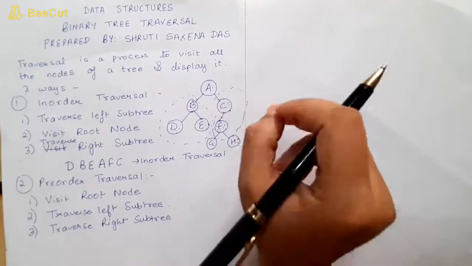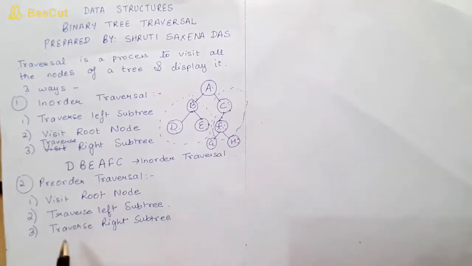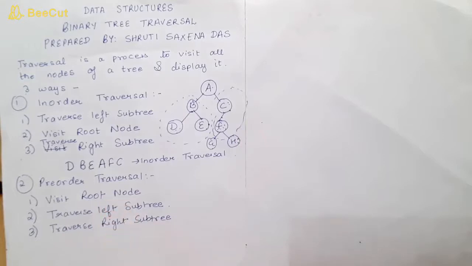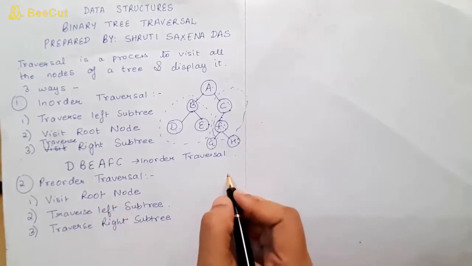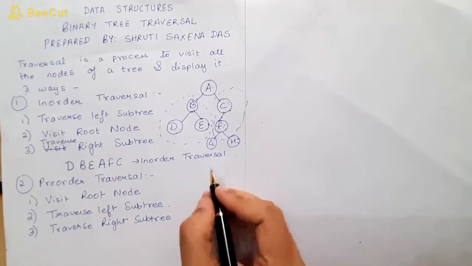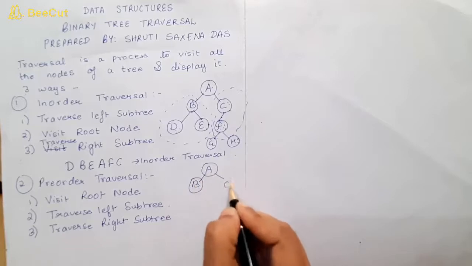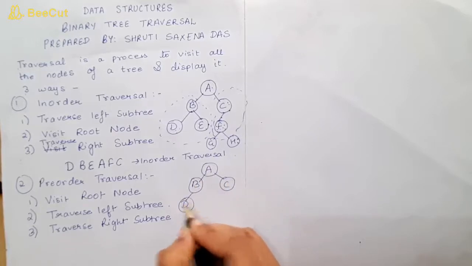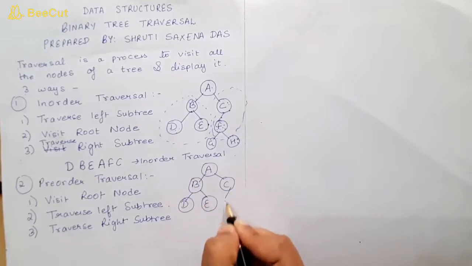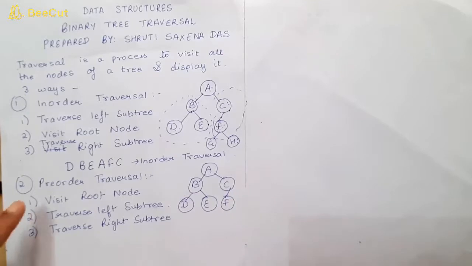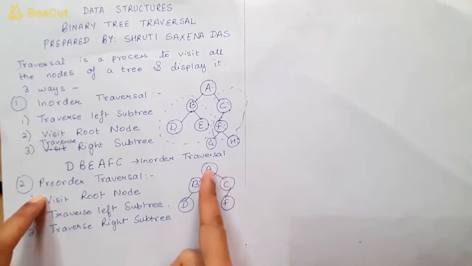We'll discuss one more example for this. So in pre-order, first of all root, then left, then right. If we are taking the same example, A, B, C, D, E, F, now see, in this example pre-order says that first of all we have to traverse root node. What is the root node of this tree? A.